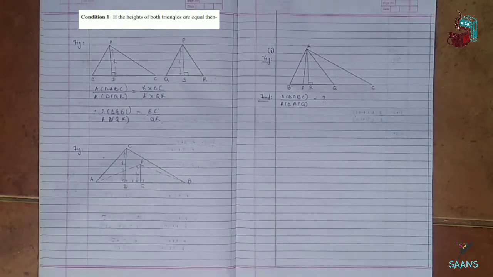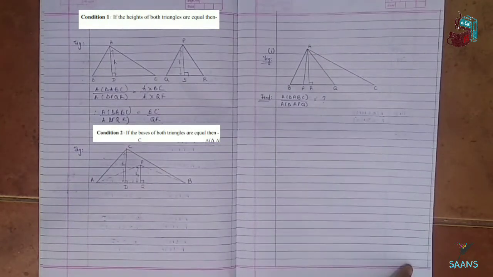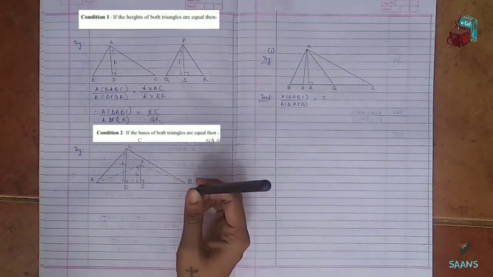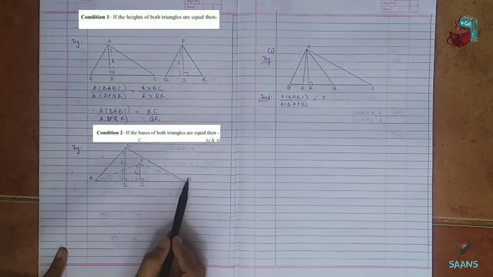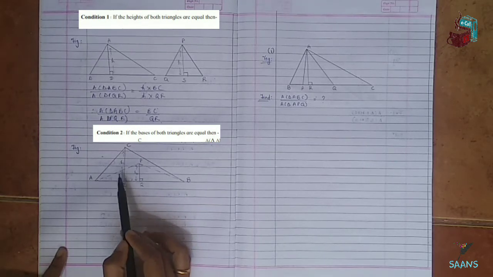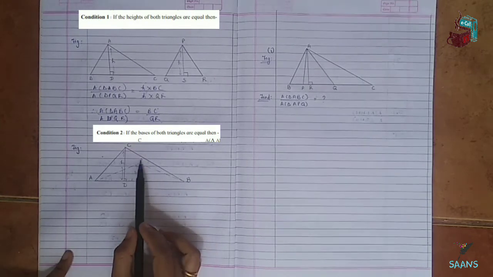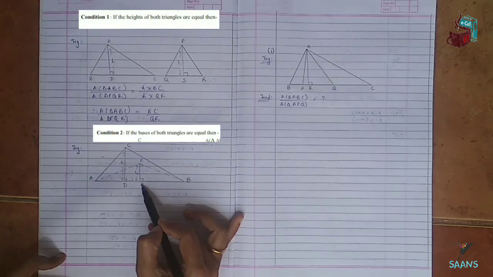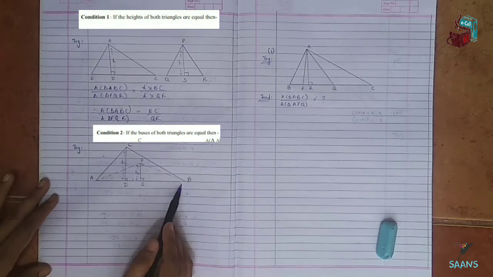Now this is for your condition 2. In condition 2, what they are saying is the base is equal. Let's see what they mean by base. In this triangle ACB, CD is the height H1 and AB is the base. The other triangle that we're talking about is PAB, where PQ is the height H2 and AB is the base.